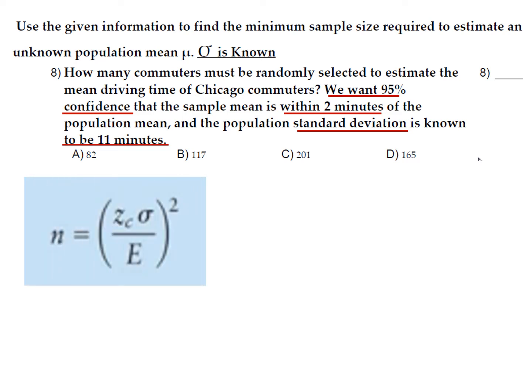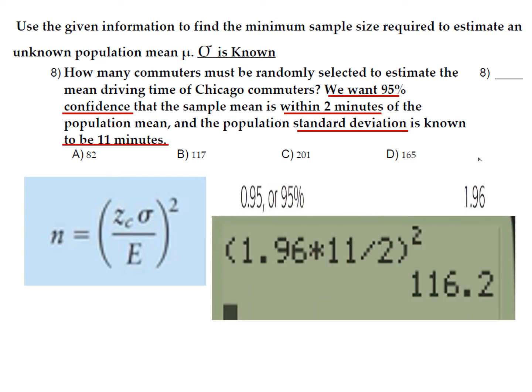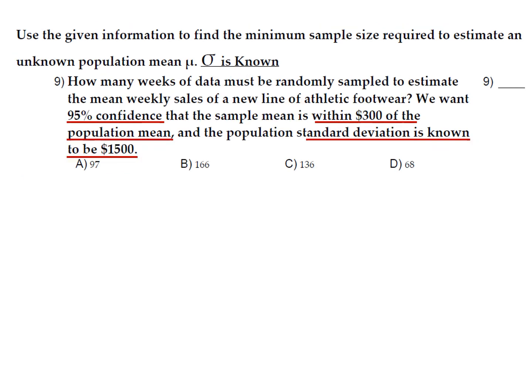All right, there's the formula. So for 95%, my z value is 1.96. The formula says take that, multiply it times sigma divided by the error, and square that whole quotient. So putting in the 3 values, 1.96 times sigma 11 divided by the error 2, squaring all that and making sure that we round up to the next highest number, 116.2 rounded up to the next highest integer is 117, letter B. Same idea, looking for the minimum sample size.